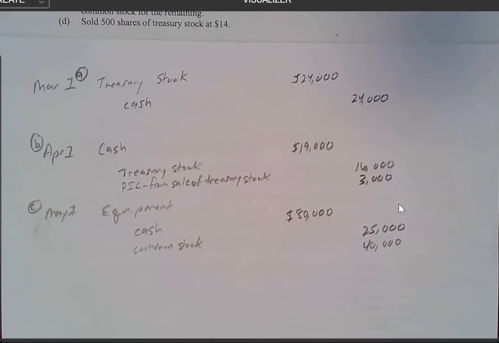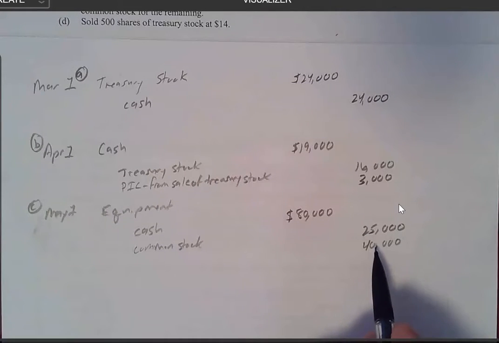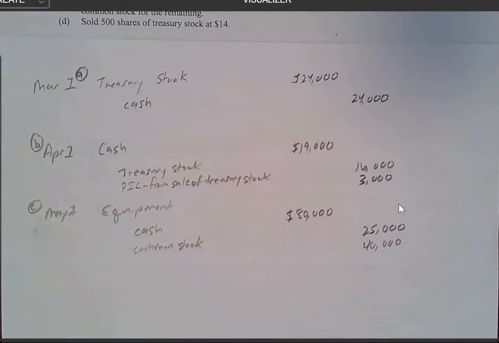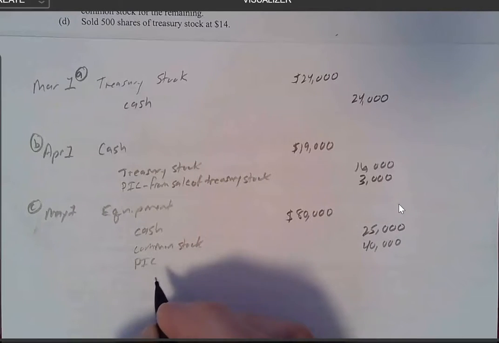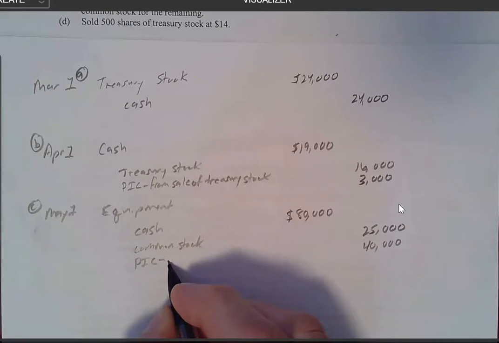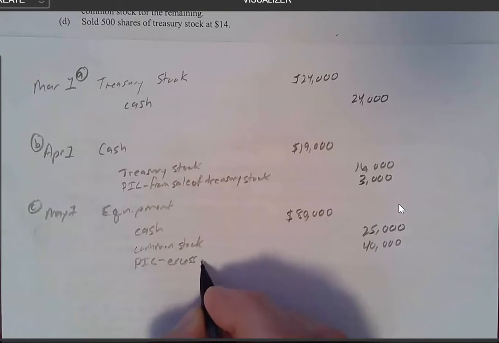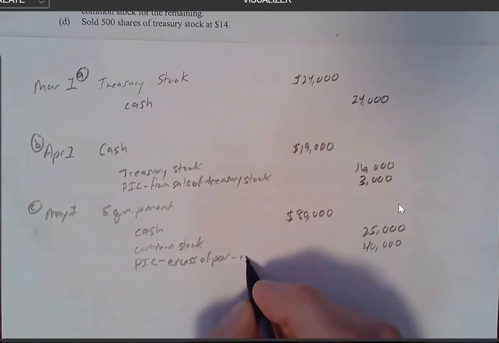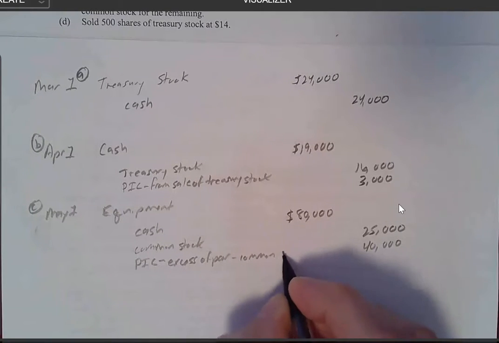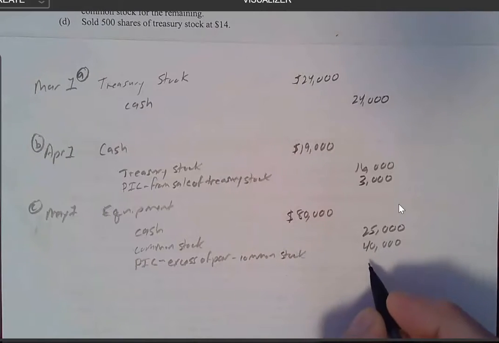When we look at this journal entry, we can quite easily notice that 25 and 40 is $65,000, but we have an $80,000 debit here. So we're going to use our account. I'm going to abbreviate here. PIC always stands for paid in capital. Paid in capital, excess of par, common stock for the remainder.